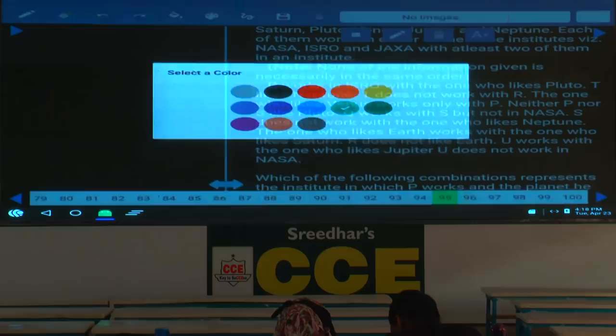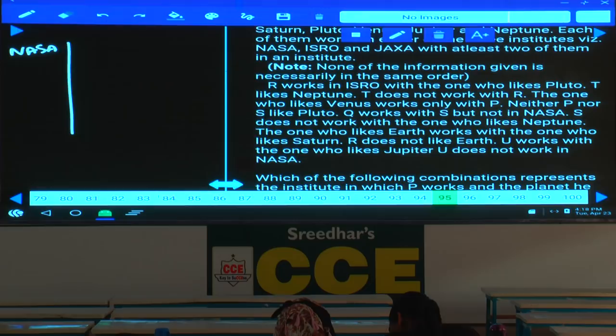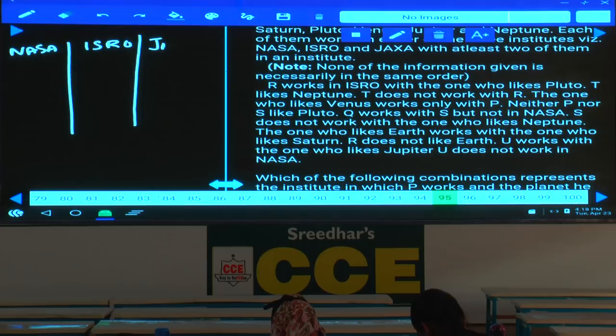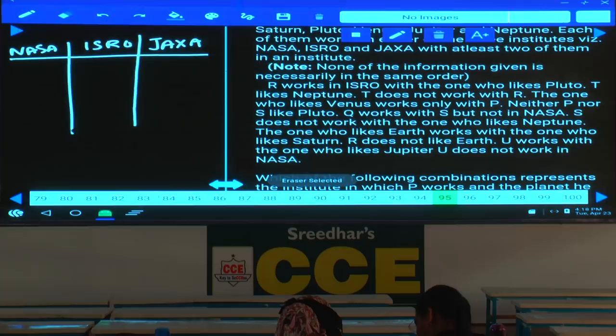This is NASA, and next one is ISRO, and what is the other case here? JAXA. This is the information we have: NASA, ISRO, and JAXA. How many persons are there in NASA, ISRO, and JAXA? In total we have 7 persons, and at least 2 are working in each of these. R works in ISRO.